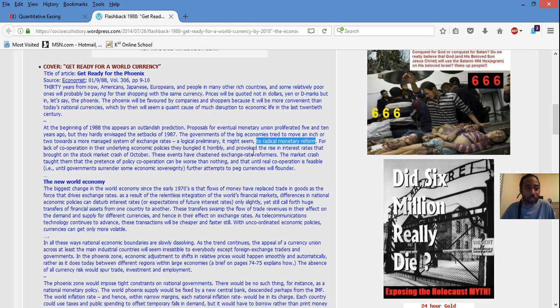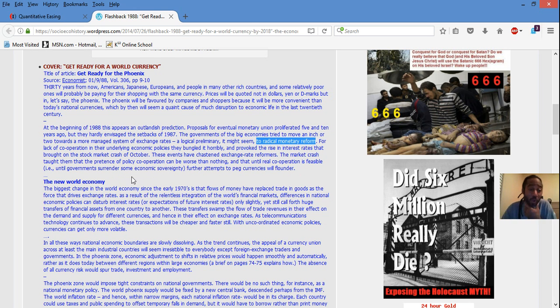Okay, let's move on. For lack of cooperation in their underlying economic policies, they bungled it horribly and provoked a rise in interest rates that brought on the stock market crash of October, this is October 1987. These events have chastened exchange rate reformers. The market crash taught them that the pretense of policy cooperation can be worse than nothing, and that until real cooperation is feasible, that is, until governments surrender some economic sovereignty, further attempts to peg currencies will flounder.